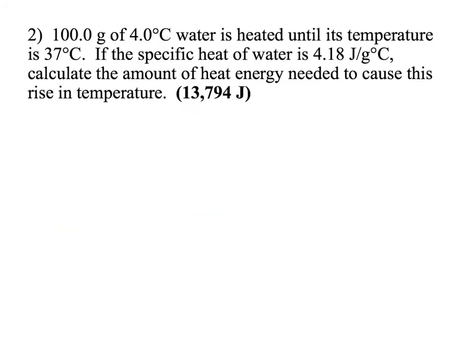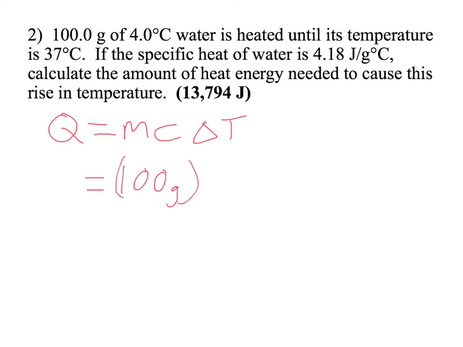In the next question, we have 100 grams of 4 degrees Celsius water that is heated to 37 degrees Celsius. The specific heat of water is 4.18. Calculate the amount of heat energy needed to cause this rise in temperature. Well, this is just a very simple Q equals mc delta T problem. Just substitute in the values. We have 100 grams of water times 4.18 joules per gram degree Celsius.